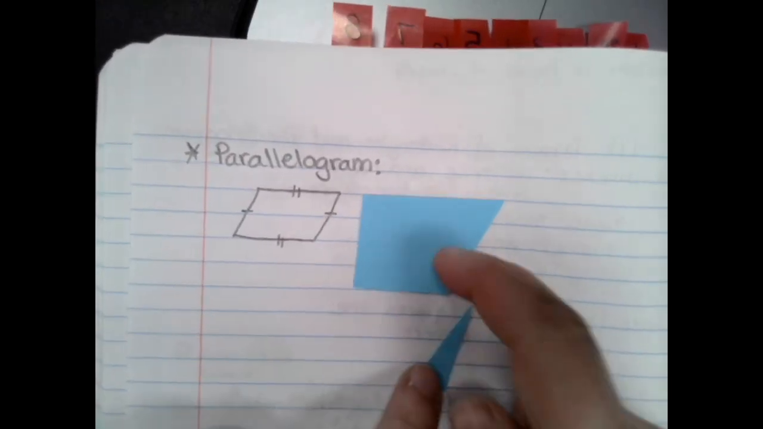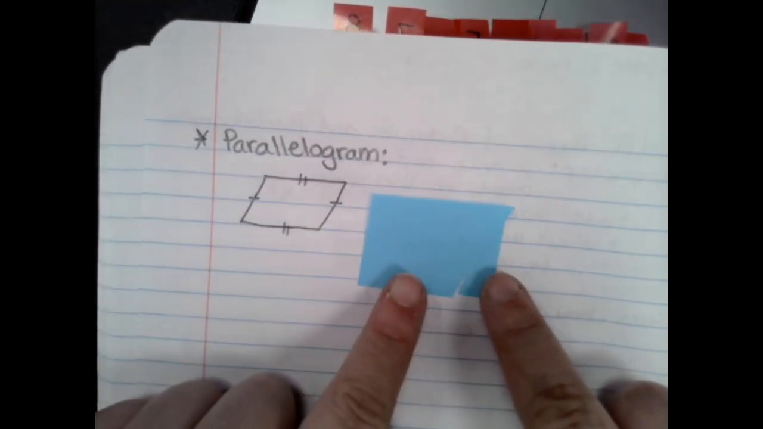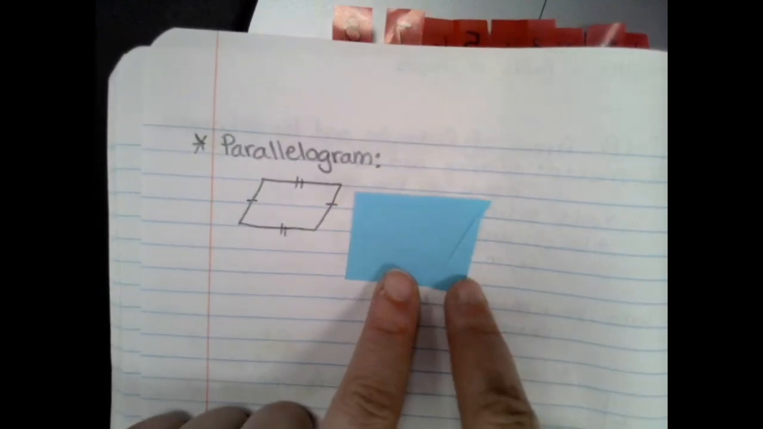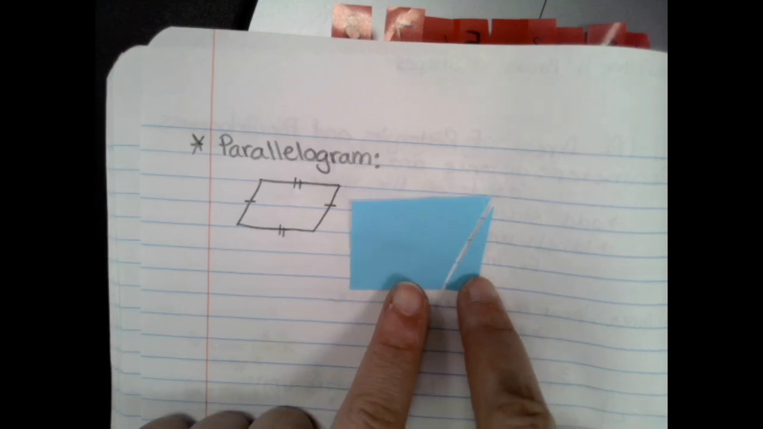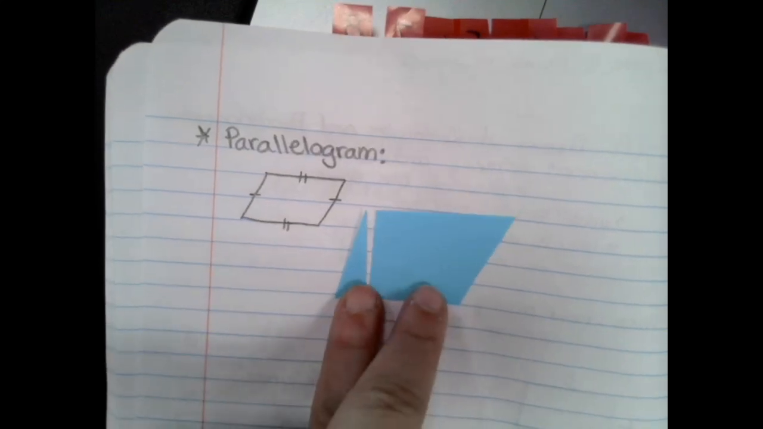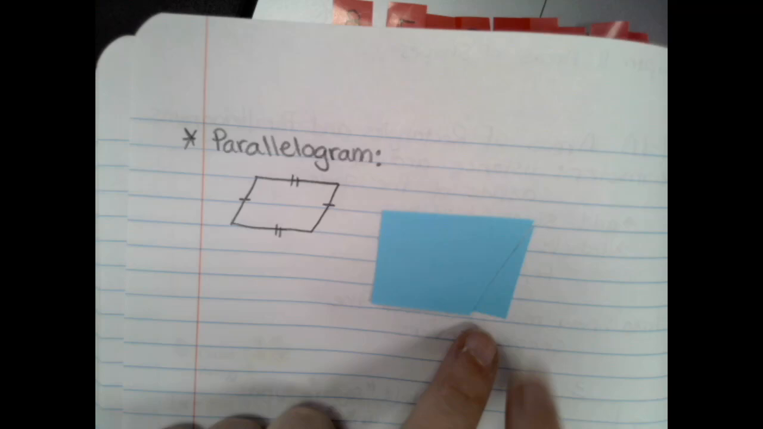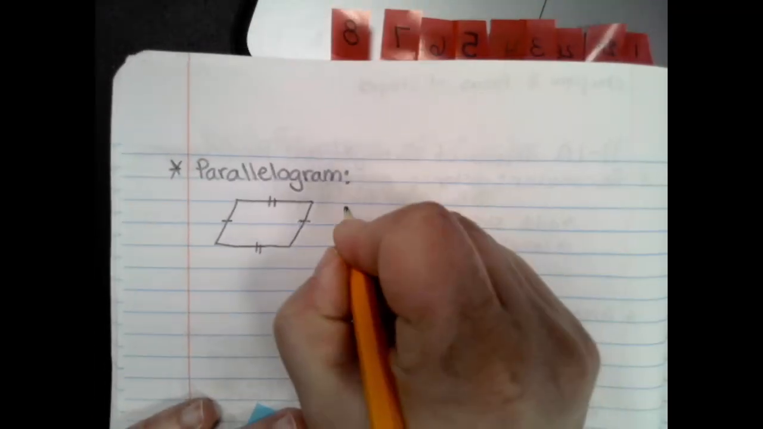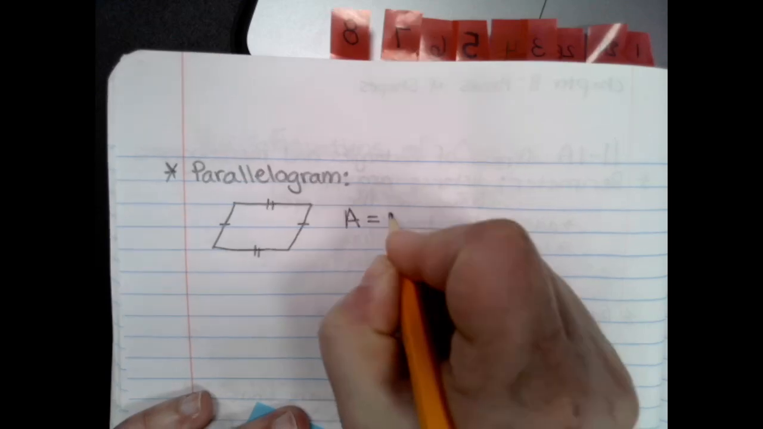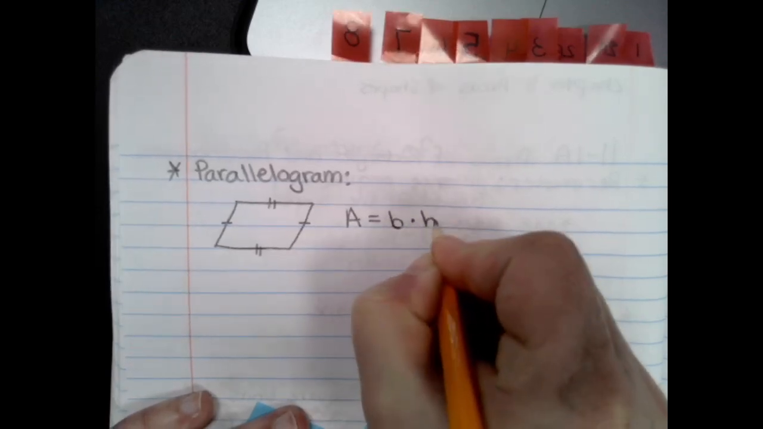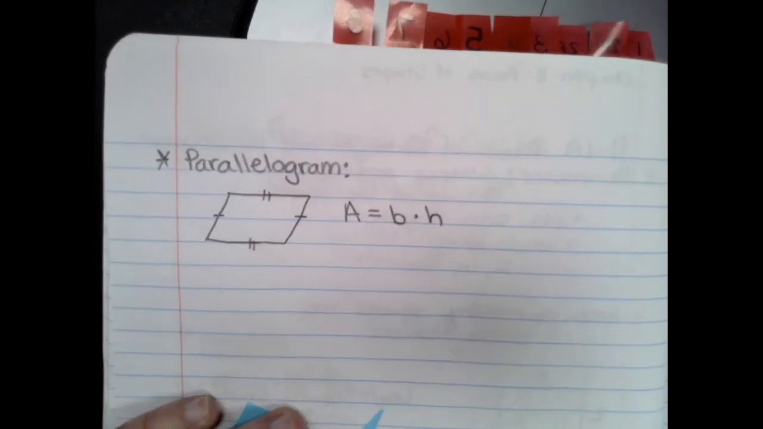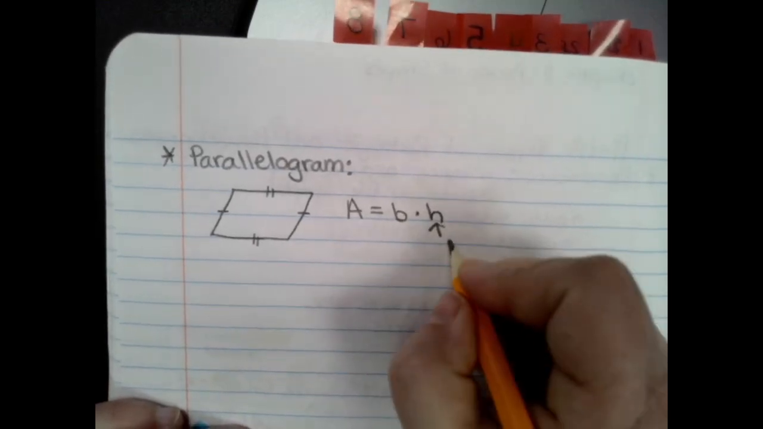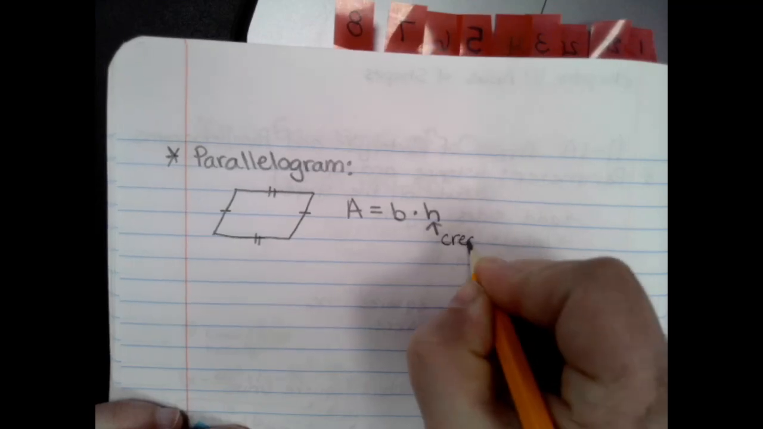But if I move this over, what shape is it now? A rectangle. That's a rectangle. It's definitely not the same size. Okay, but it goes from being a parallelogram to a rectangle, so it covers the same shape as a rectangle. So we use the same formula, A equals base times height. But here's the thing about the height. The height has to create 90 degrees with the base.